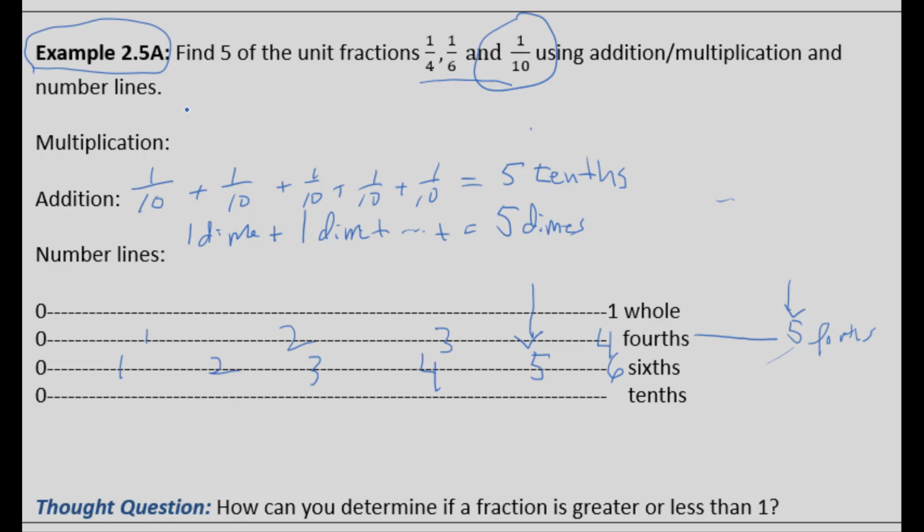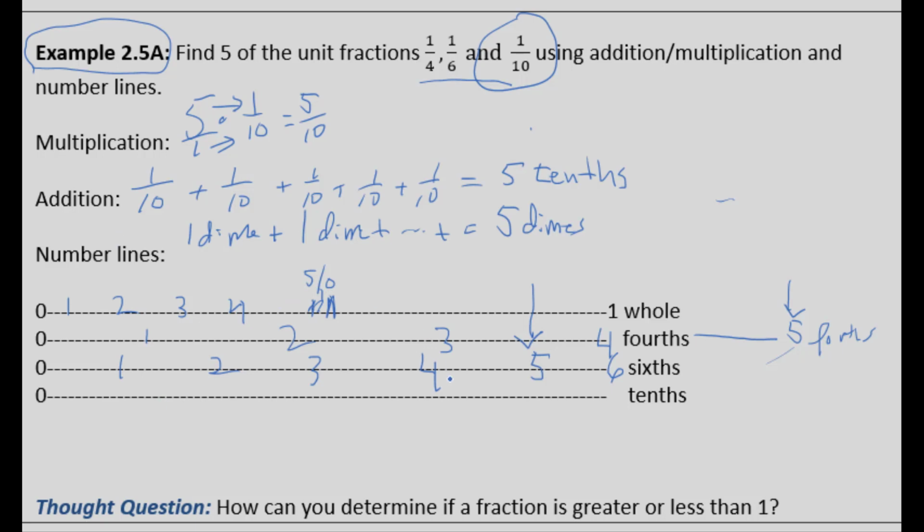Now for multiplication, we're just going to go 5 times 1/10, and you multiply the numerators, and that is a rational number, 5/1, and you get 5/10. So let's put that on a number line. It's going to be right here at about 1/2, right? 5/10. There's 1, 2, 3, 4, 5, etc.